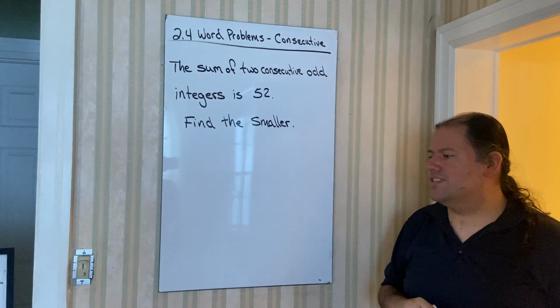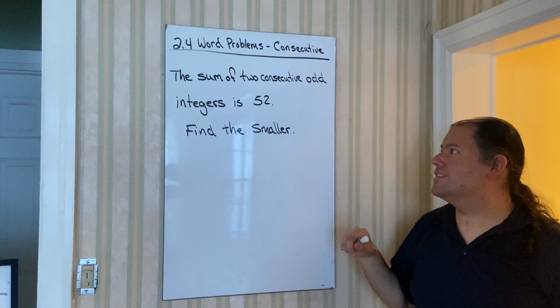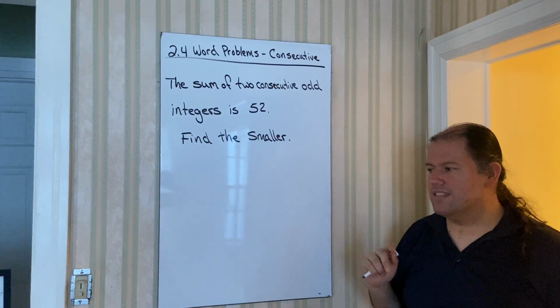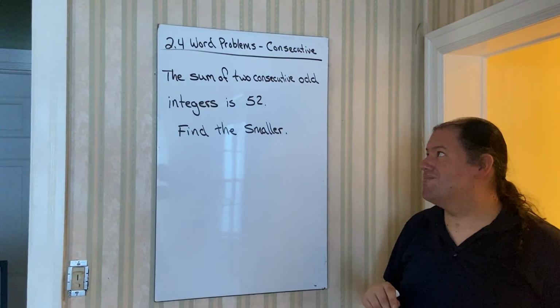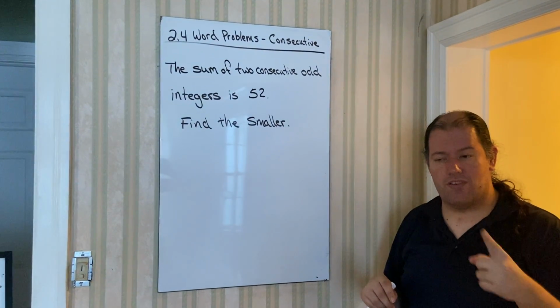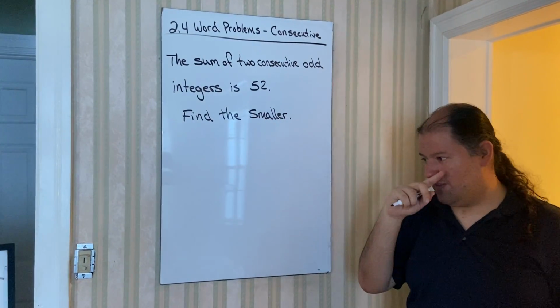So what you want to do is read the problem going from left to right. The sum of two consecutive odd integers is 52. Find the smaller. Next, we're going to see if there's any danger words. No danger words. Remember, danger words are the words from, than. Don't have it here, so good.